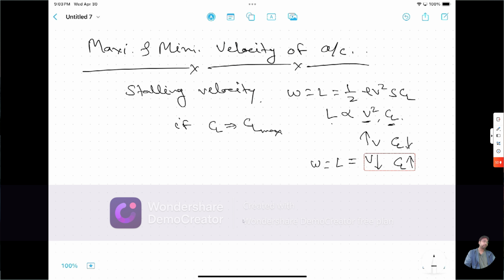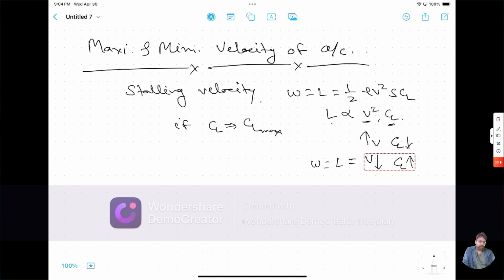I mean to say, if you are flying slower, then you have to keep the CL as high as possible. And if you are flying with high velocity, then you can make your CL minimum, so you can decrease your angle of attack. Understand? The CL depends on your angle of attack. If you are increasing the angle of attack, it means you are increasing the lift coefficient of the aircraft.